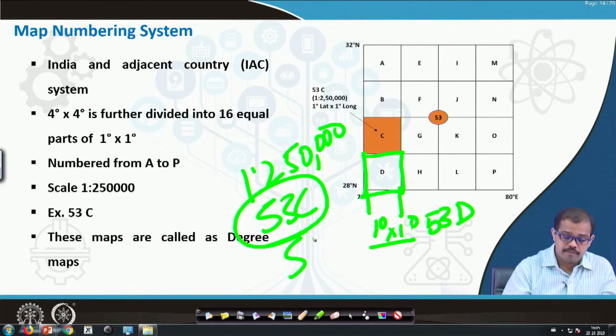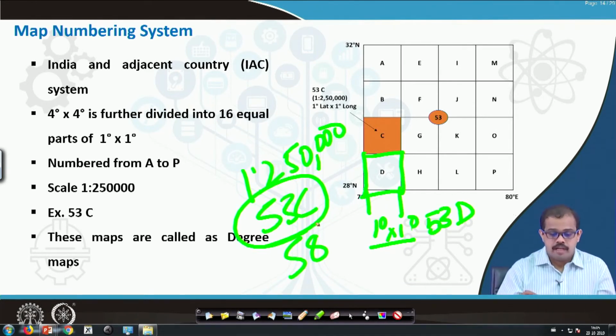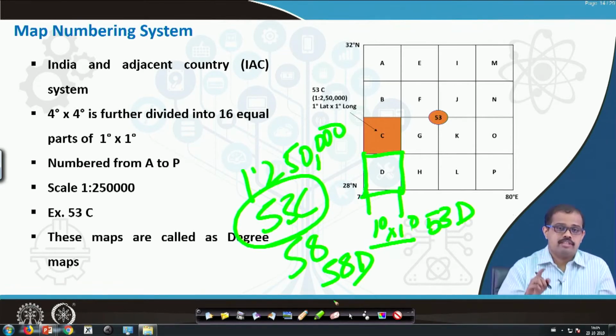If someone is writing 58, it is representing a 1 is to 1 million map. If someone is writing 58D, then he or she is representing a 1 is to 250,000 units map, that is 1 is to 250,000 is the scale. Okay, and 58D, if 58 is the map number, 58D is something here. So A B C D E F G H I J K L M N O P. Okay. So now you have understood the 1:1 million and 1:250,000 maps.